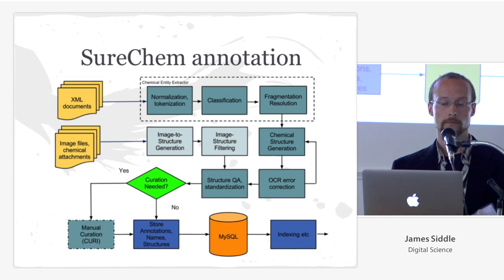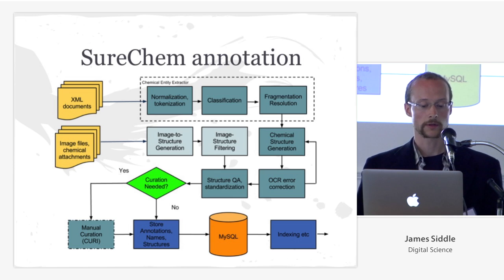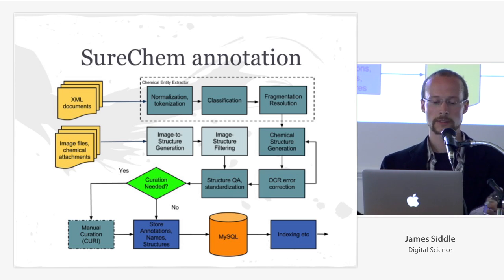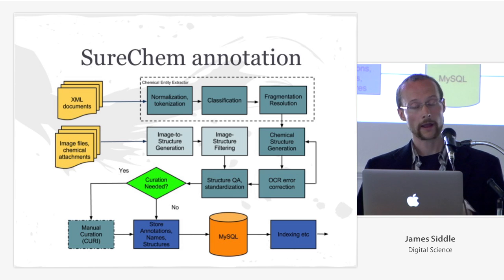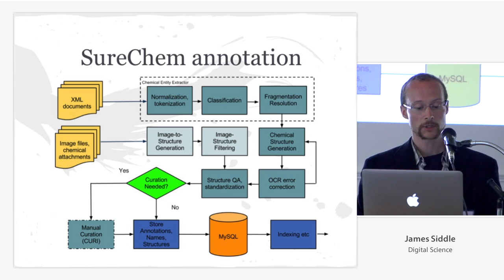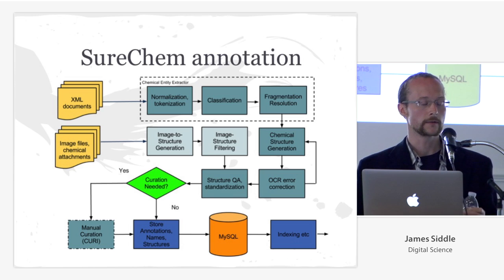Having processed all of that data, we then have to standardize and check all of the structures we've got. Now, because we're automated, we have such a vast quantity of data to process that we have to filter. And so we apply consistent filtering and safeguards to try to filter out the crap that we do get sometimes. So we use various medicinal properties that are clear indicators of spurious chemistry.